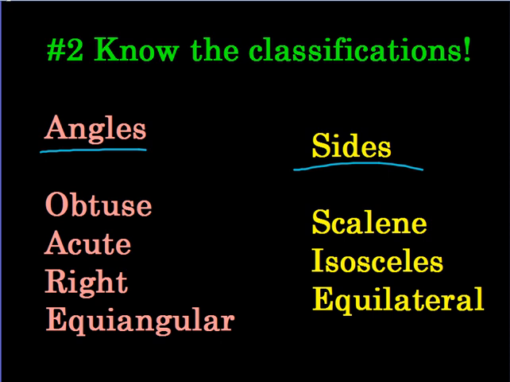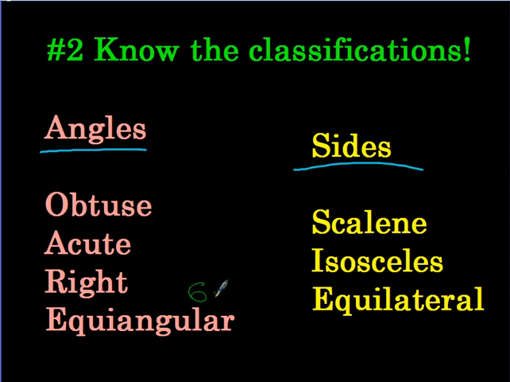Moving on to number 2, we need to know the classifications of the triangle. So each triangle has a classification by an angle and by a side name. For the angle names, we have obtuse, which means that it has one angle that is more than 90 degrees. We have acute, which means that all three angles are less than 90 degrees. Right, which means that it has one 90-degree angle in it. And equiangular means that all three angles are equal to the same number, particularly 60.